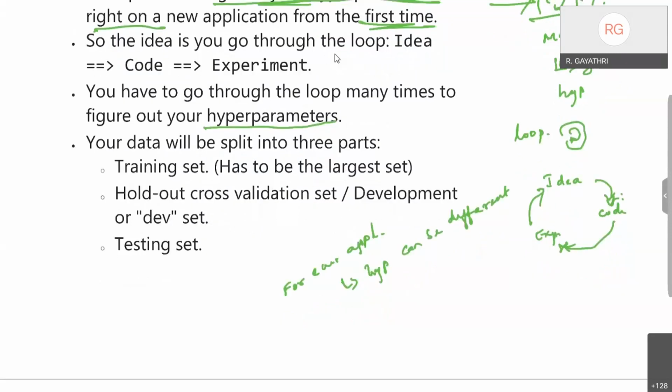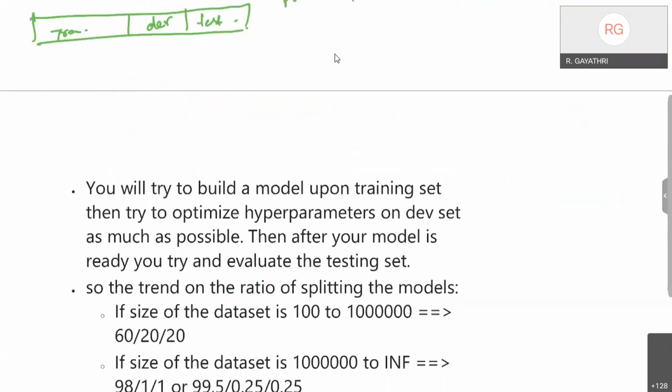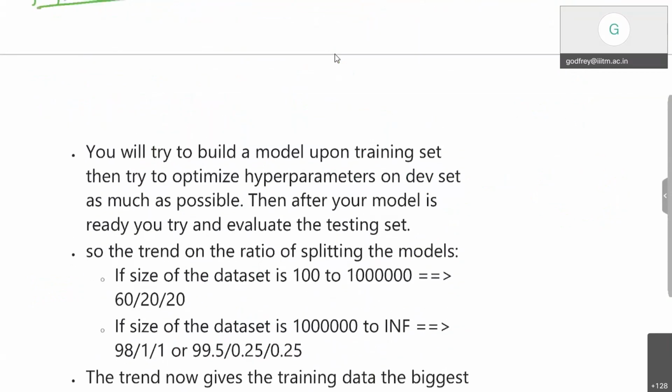Now, in this figuring out, we need to use data, and there are three types of data that are used. You have a training data set, a development data set, and a testing data set. Basically, what you do is build a model upon the training data set, optimize the hyperparameters on the development data set, and after your model is ready, you evaluate your model on the test set.